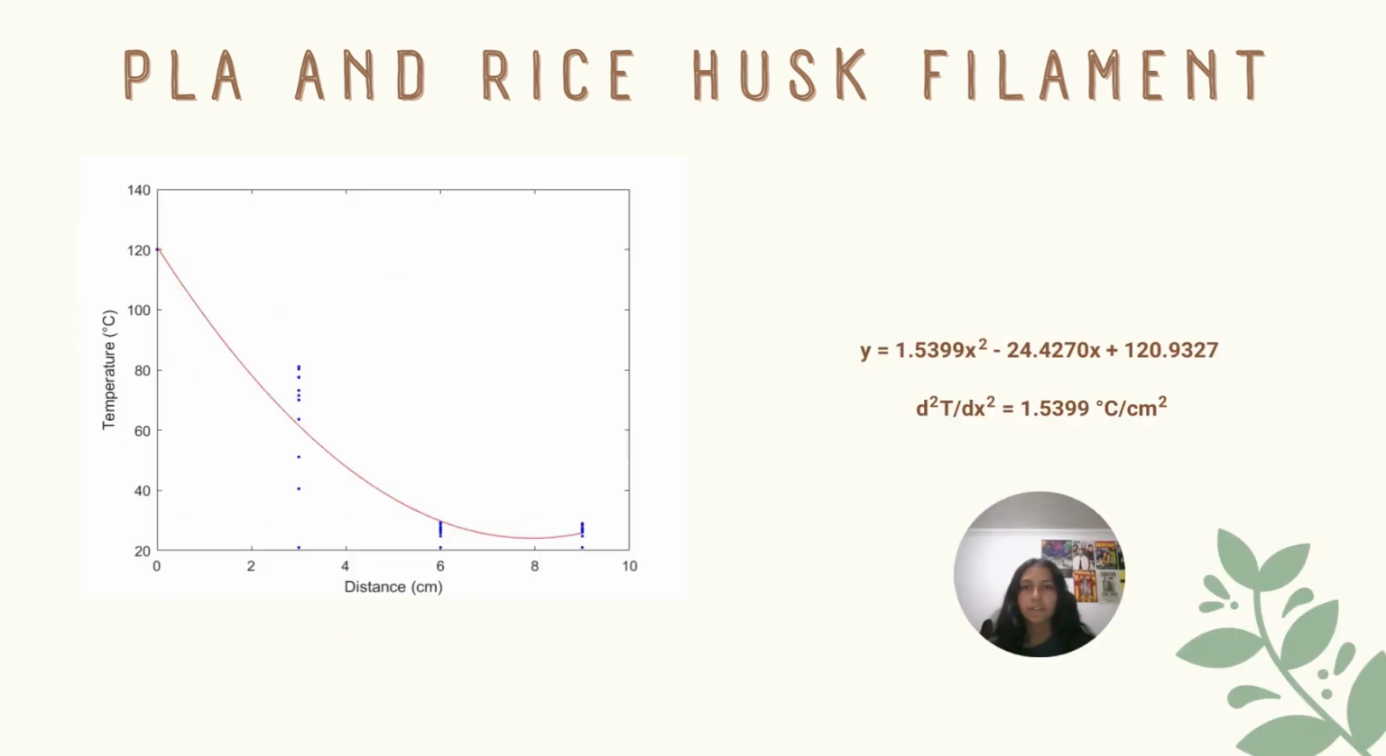As before, a graph of temperature as a function of distance was made for this filament, and it can be seen from the data obtained that the decrease in temperature continues as we move away from the heat source. By describing this behavior with the second-degree polynomial, a second derivative of the temperature with the distance was obtained, and this one was smaller than the one of the PLA and graphite filament.